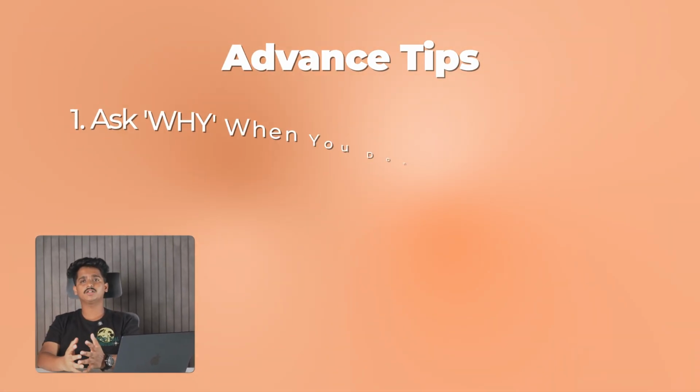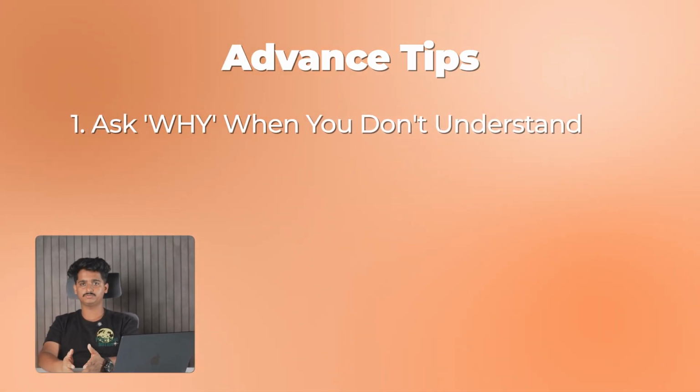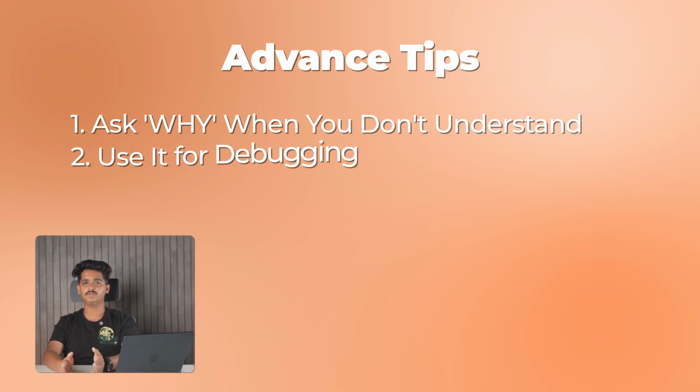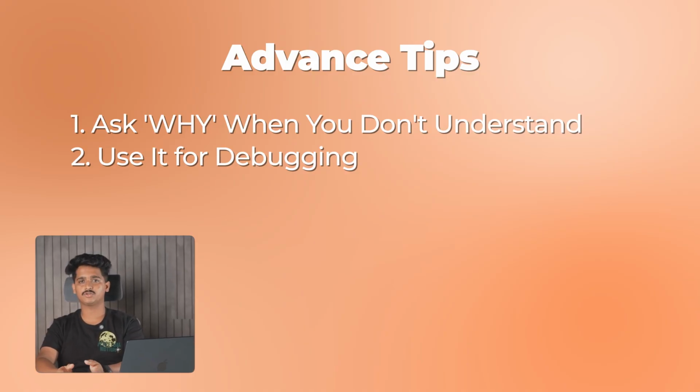A few more things to make you even better in Cursor. When Cursor suggests something that confuses you, select the code and ask, why did you use this approach? Don't just blindly accept it. This will help you understand the code even better. Use it for debugging. Cursor is insanely good at finding and explaining bugs. Got an error? Copy the entire error message and paste it in the chat. Cursor reads your code and fixes it from the root. Here you are not just fixing the error, you are learning it.